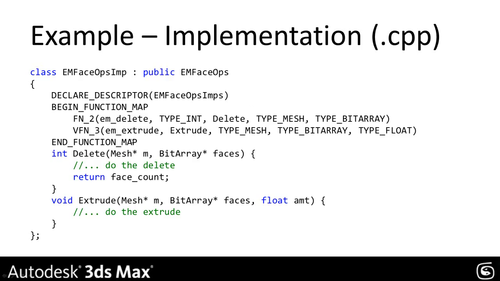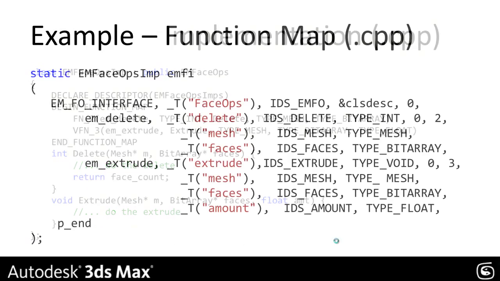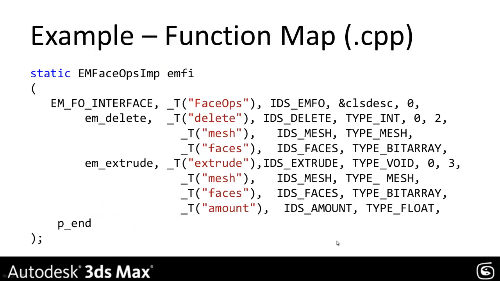Okay, and then we end the function map, and this is going to build the code that the interface can call. And then we need to implement the actual functionality. Okay, so this is where the delete and the extrude would be implemented on the code side. And then we need to provide a function map for it. And this looks very similar to how parameter blocks work.